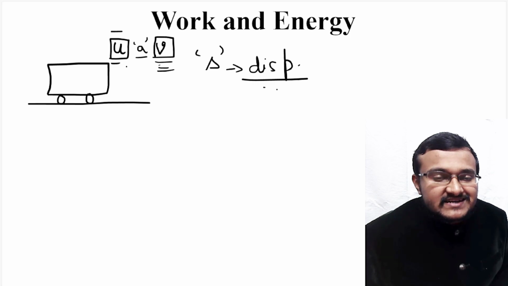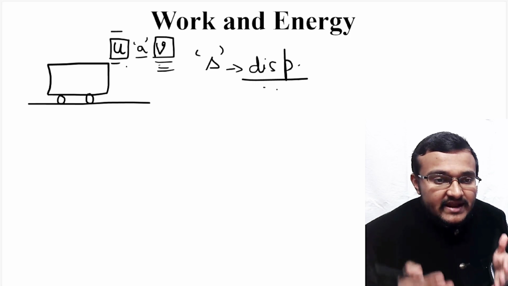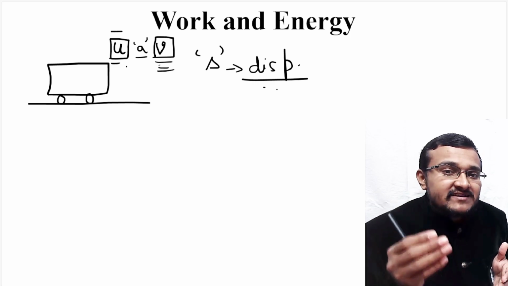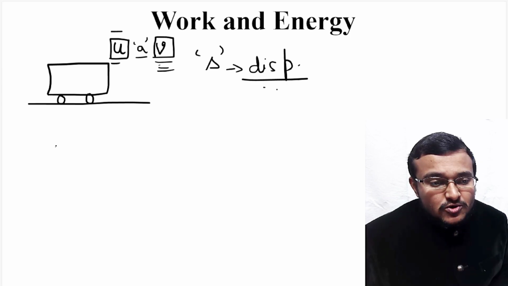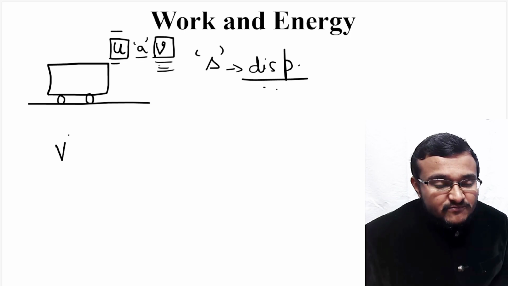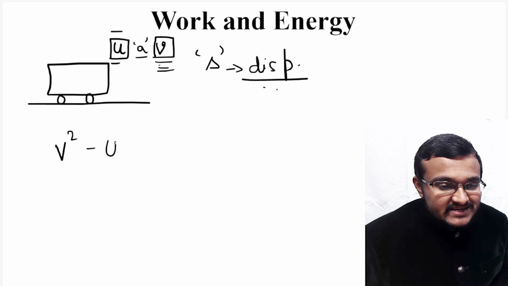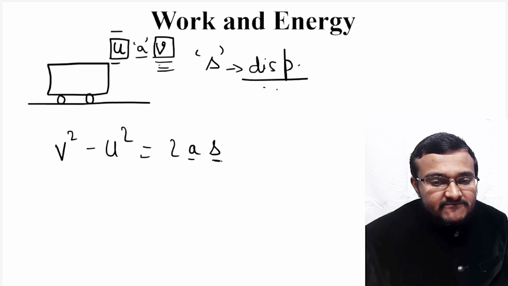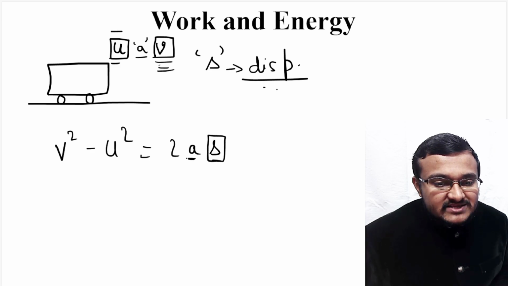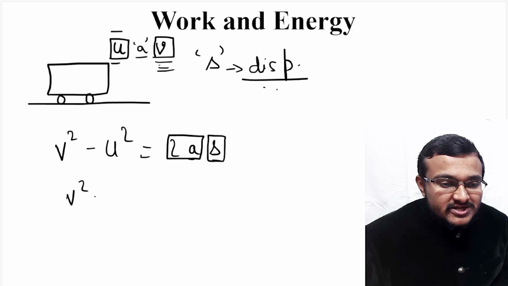After understanding all these parameters, we can now define equations of motion for this car. If we take the third equation of motion, that is v square minus u square is equal to 2as, here acceleration is there, displacement is there. Now if you bring this 2a to the LHS, then this 2a goes to the denominator.